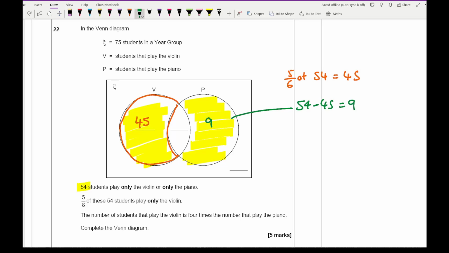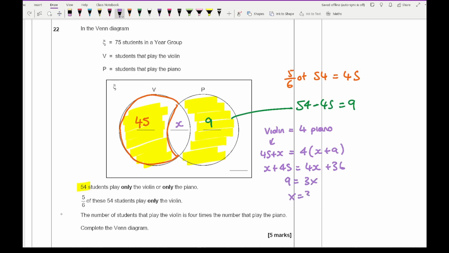It then says that the number of students that play the violin is 4 times the number that play the piano. So if I start just by labeling this as X, then what we've got is the violin is 4 times. So if I quadruple the number of people who play the piano, this is going to be 45 plus X equals 4 lots of X plus 9. So then from this, if I simplify this, I get X plus 45 equals 4X plus 36.